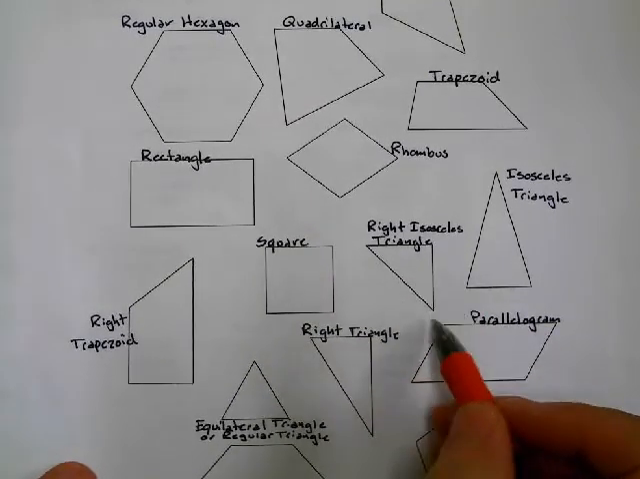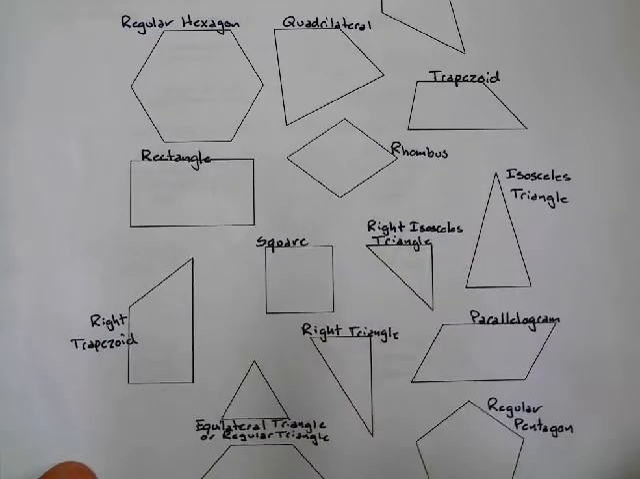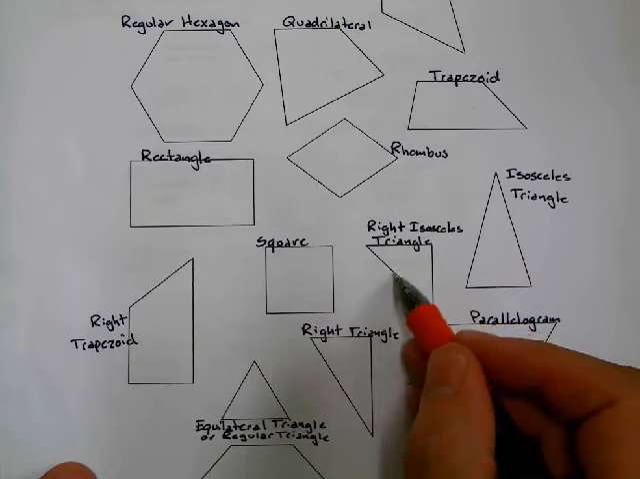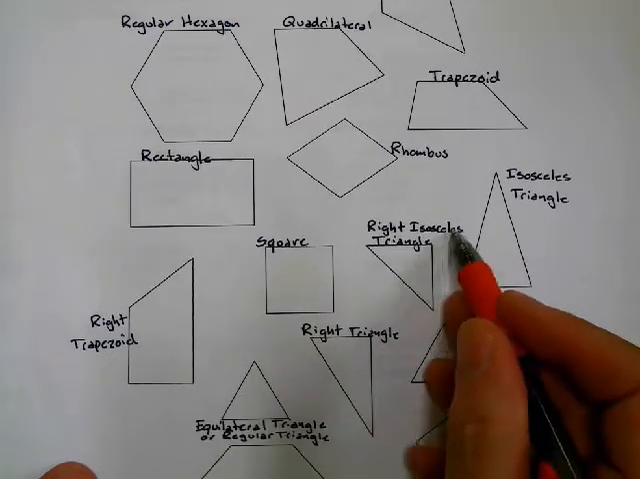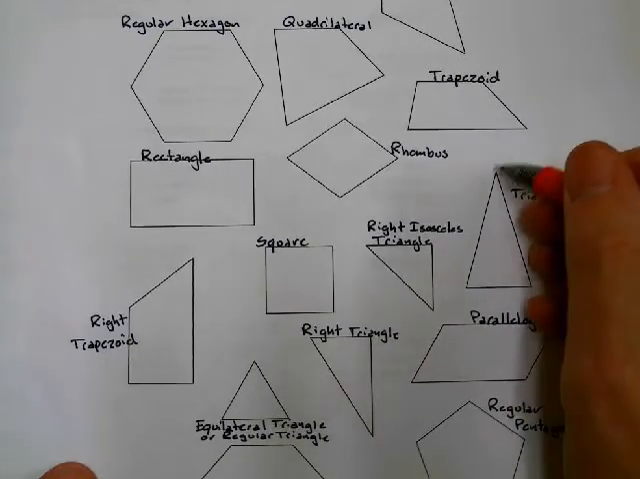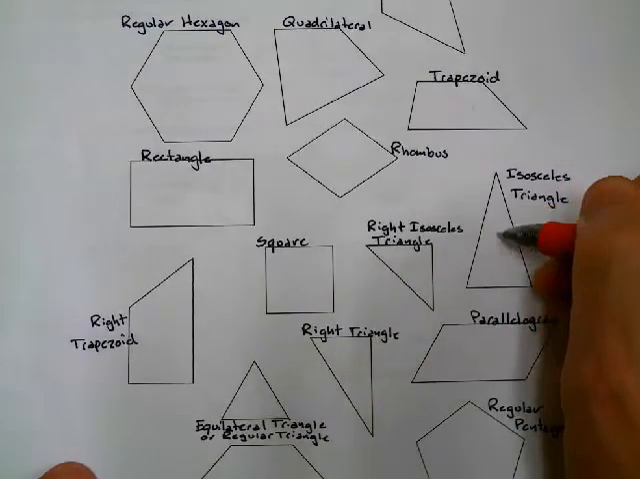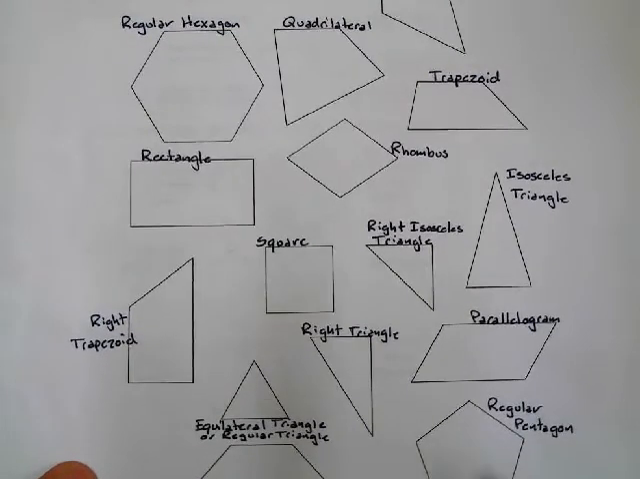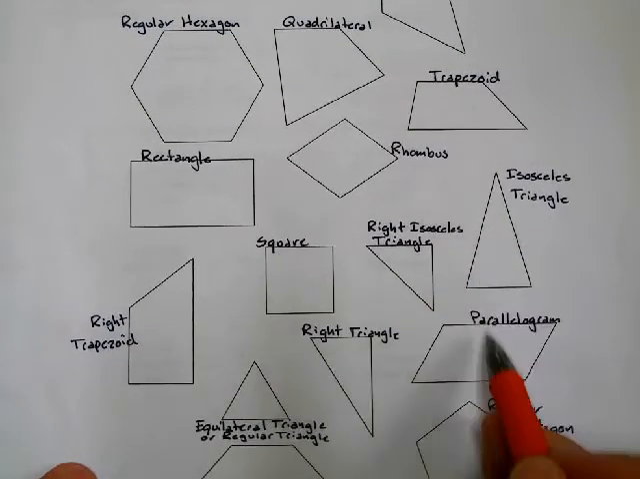But since it's isosceles, if I cut it directly down the middle here, it would have reflectional symmetry because it's isosceles. Same thing with this one. It's isosceles, I can reflect it right down here. And it's the same. But I can't rotate it because this pointy part would be pointing down if I went 180 degrees. What else do we got?